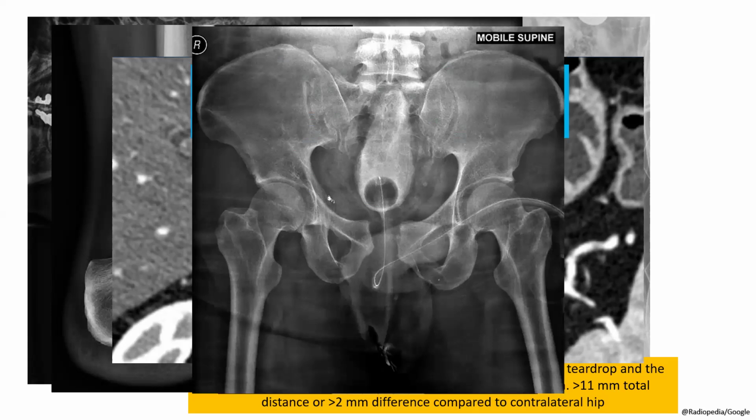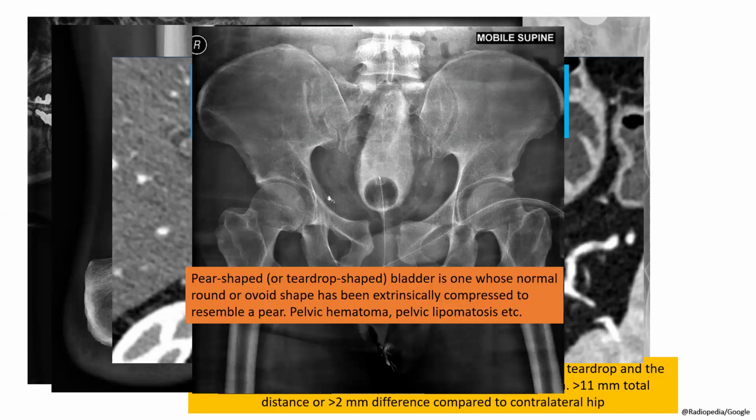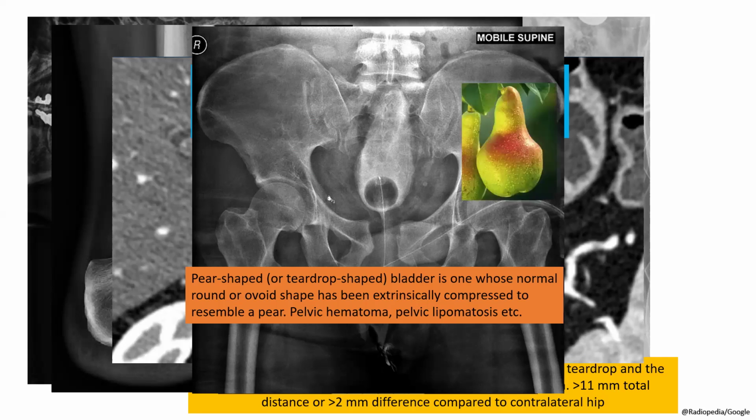What is this? This is teardrop bladder or pear-shaped bladder, which is when the bladder is not normally round and ovoid, but it is compressed by extravesical hematoma, pelvic hematoma, or pelvic lipomatosis, and then the bladder resembles a pear or a teardrop. So this is teardrop or pear-shaped bladder.